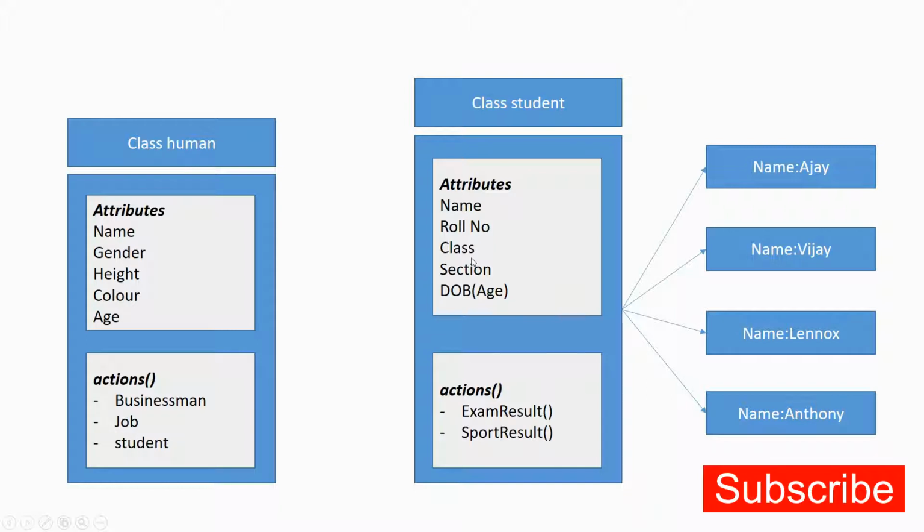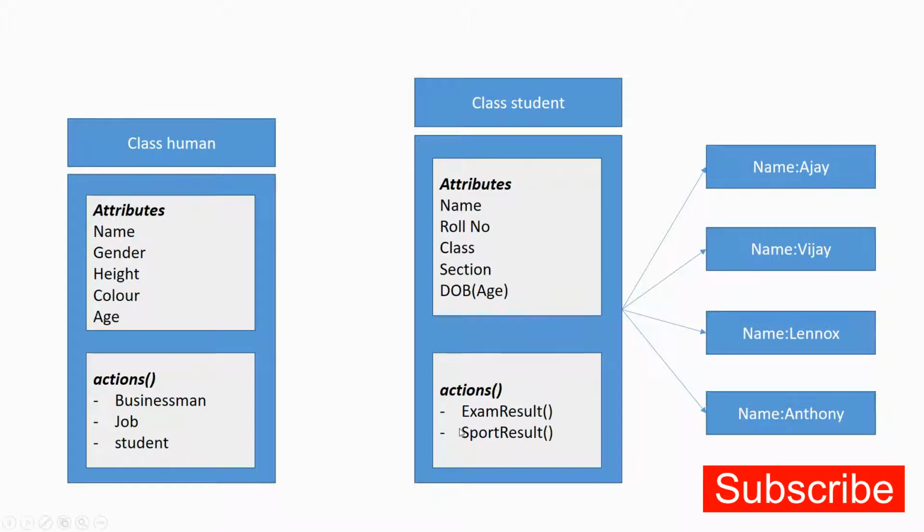The student is going to have the class, a section, the date of birth. And there are a few more attributes like the address, the contact number, the father's name, and so many attributes a student can have, right?